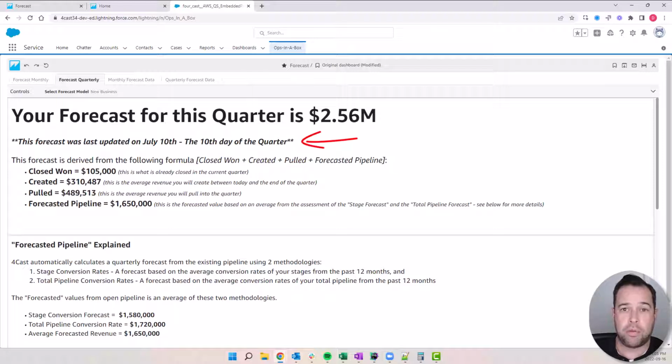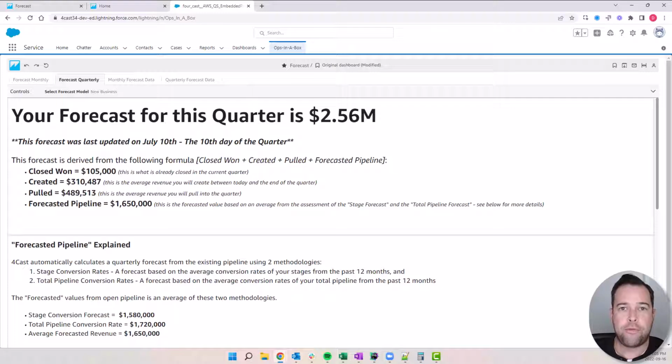You can see on the second row there, this forecast was last updated on July 10th, that's today, which is the 10th day of the quarter, and we're going to recalculate this based on the history in your CRM on the 10th day of the quarter, the 11th, the 12th, the 30th, the 60th, the 89th, all the way to the end of the quarter. We're going to keep updating and predicting this number based on past performance at that point in time in the quarter. All right, so now let's take a look at how that $2.56 million is actually being calculated.